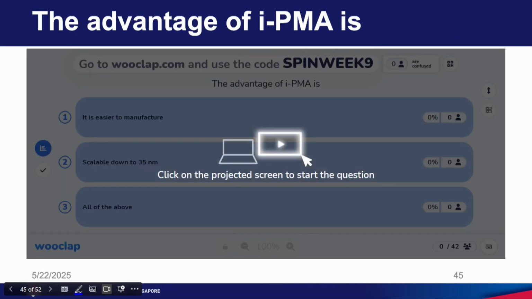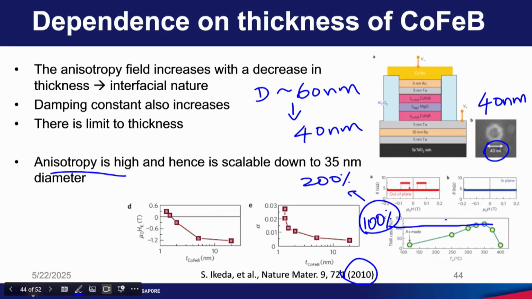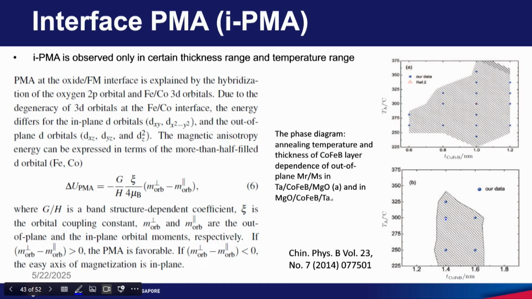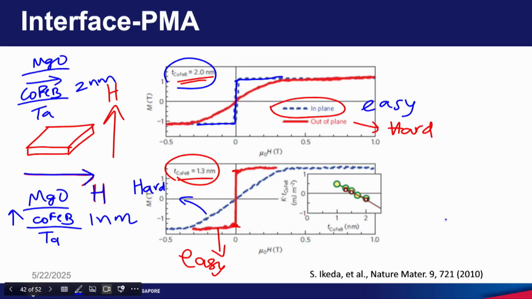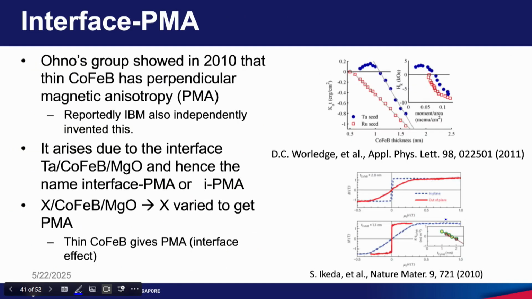Okay, let's do some questions. This kind of PMA that I have described so far is called interface PMA, IPMA. We use this term IPMA for this particular form of perpendicular magnetic anisotropy.